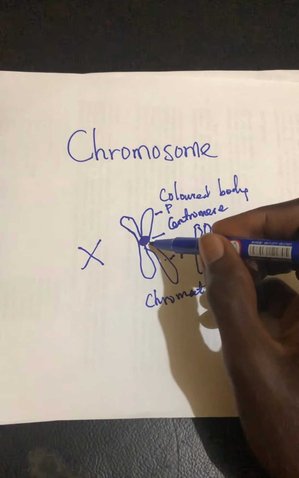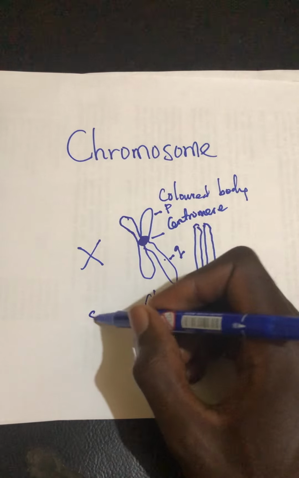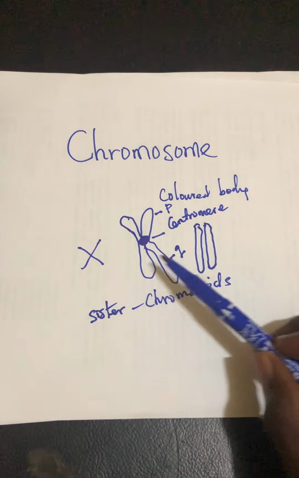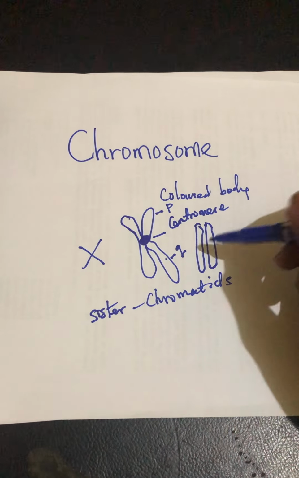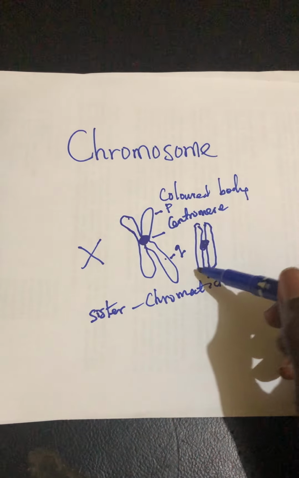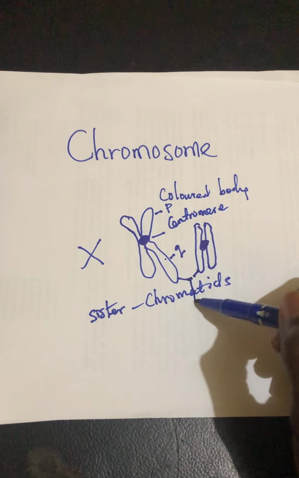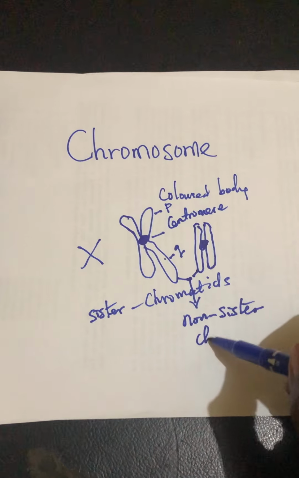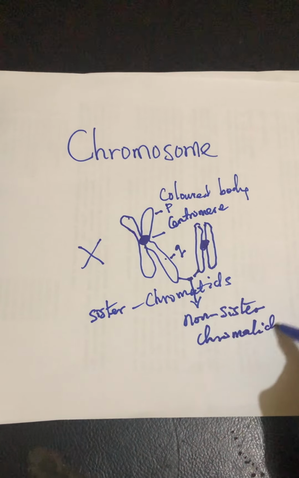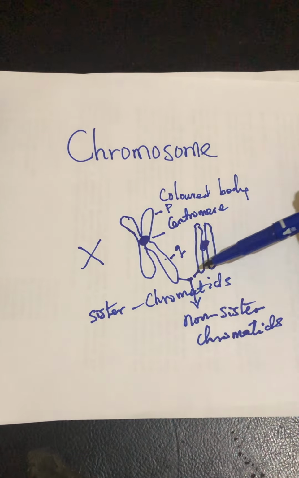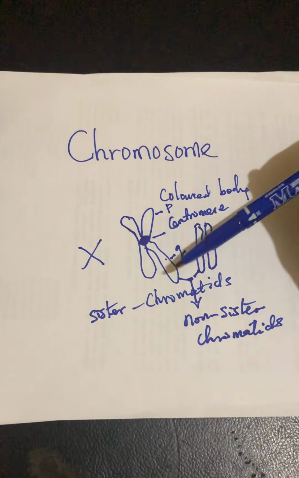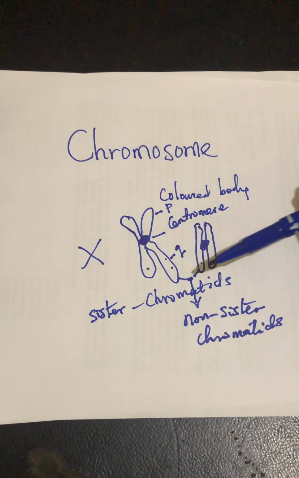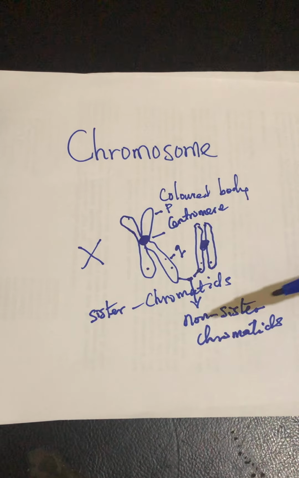Because they make up the same chromosome, they are called sister chromatids. Sister chromatids, because they make up the same chromosome. So if we have two different chromosomes, like this chromosome and this chromosome, this and this will be called non-sister chromatids. Why? Because they belong to different chromosomes. While this and this are sister chromatids, this and this are sister chromatids, this and these are non-sister chromatids.